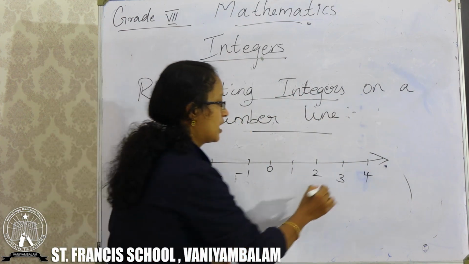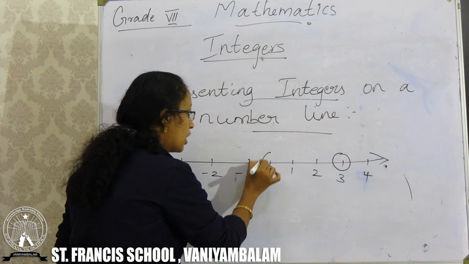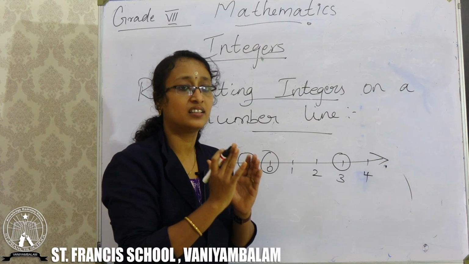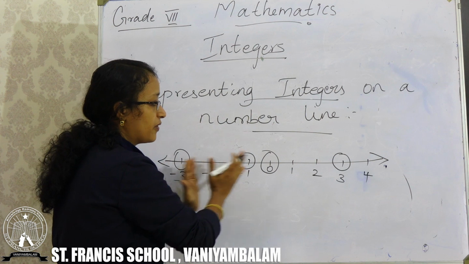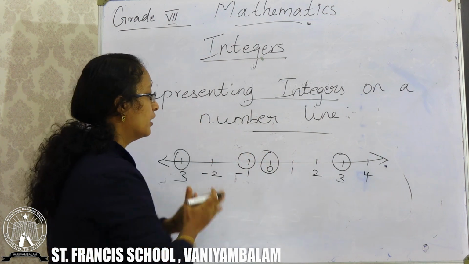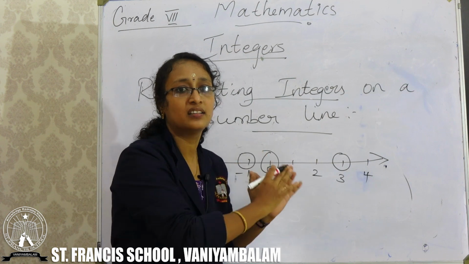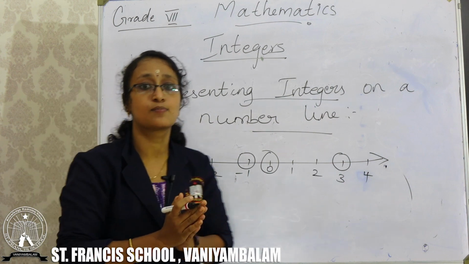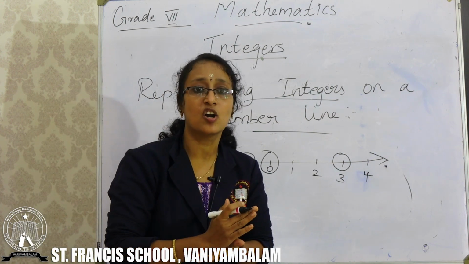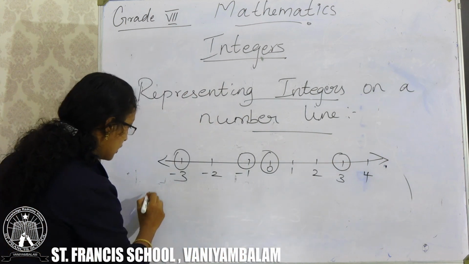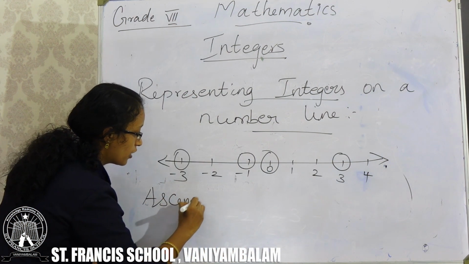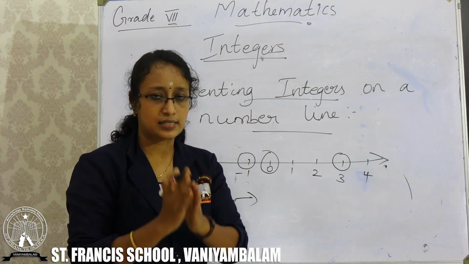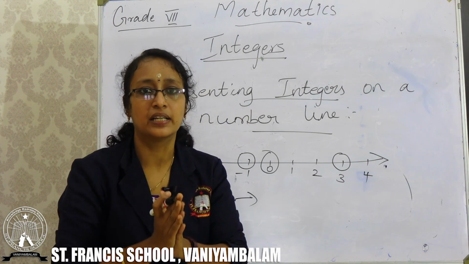So I'm pointing out some numbers, okay? First, how will you write these pointed out numbers? Four numbers are pointed out, right? You have to write these 4 numbers in ascending order and descending order. Ascending order is smallest to biggest and descending order is biggest to smallest. So how can you write these 4 numbers in ascending order? I told you ascending order is smallest to biggest.